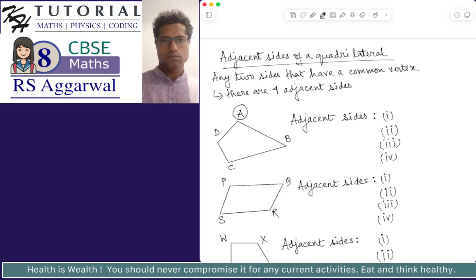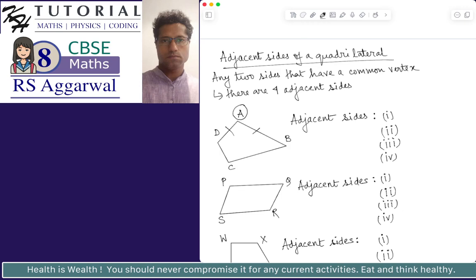Vertex A is a common endpoint to the sides AD and AB. Hence, the sides AD and AB will be a pair of adjacent sides. Similarly, for every vertex, you will find that every vertex is a common endpoint to two sides. And since there are four vertices, obviously there will be four pairs of adjacent sides.